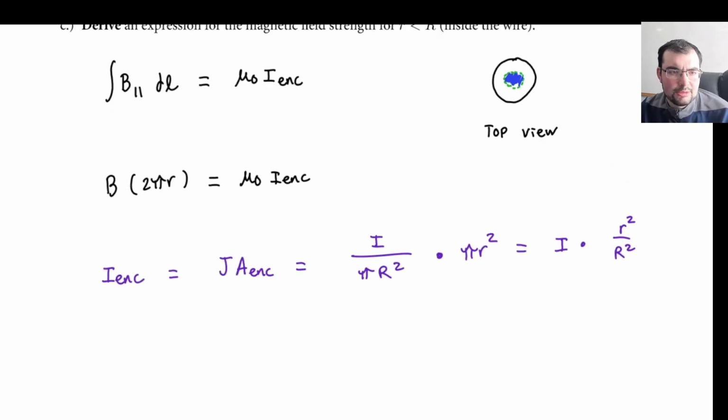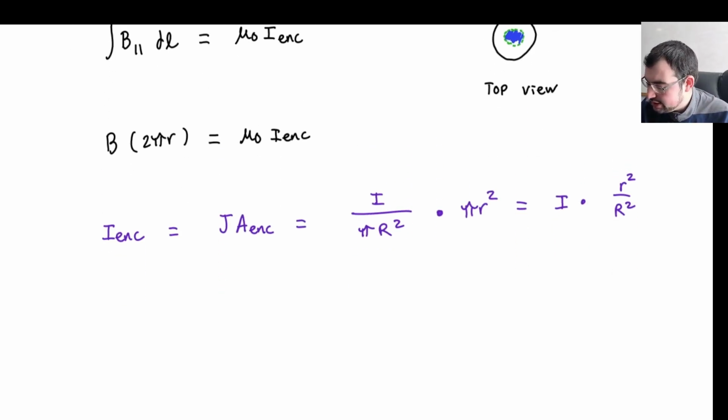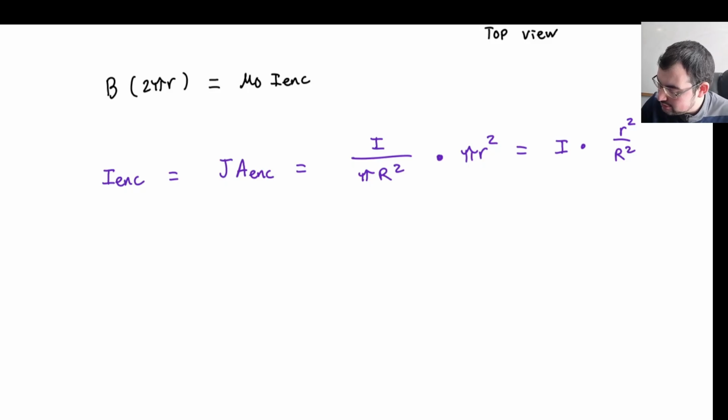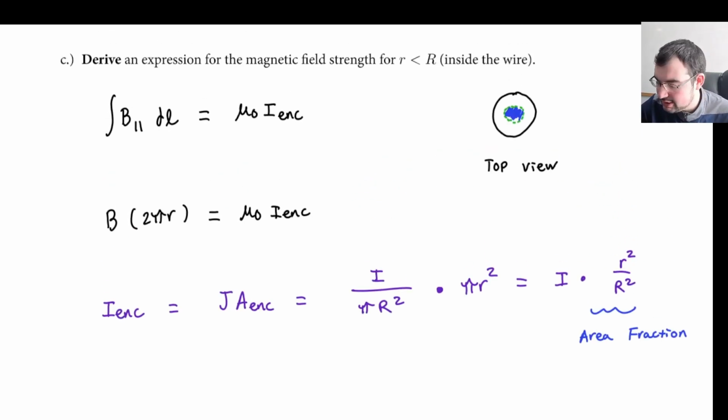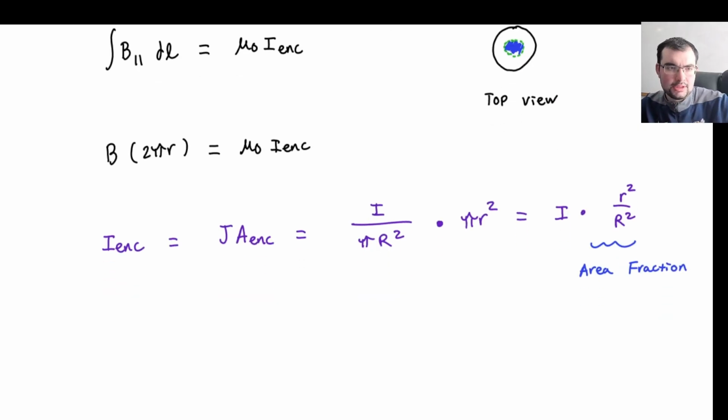And this is very similar to the result for the insulating sphere with Gauss, because the insulating sphere with Gauss looked like Q enclosed is Q times the cubic ratio, which makes sense because that used volume, this uses areas. So I actually have a nice term for this. We call this the area fraction. So that avoids calculating current density entirely, because you know that the fraction of the squared radius you enclose is sort of the area fraction. Because if you go halfway out of the circle, you're not enclosing half the current, you're only enclosing a quarter.